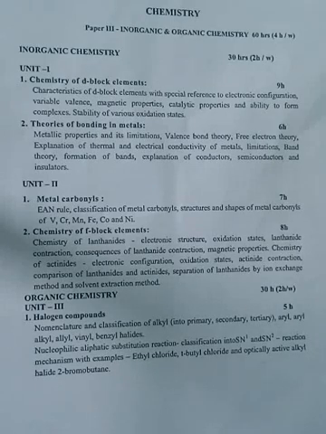In Unit 1, there are two chapters. The first one is the chemistry of D block elements and the second one is the theories of bonding in metals. Already in our previous classes, we discussed the D block elements.